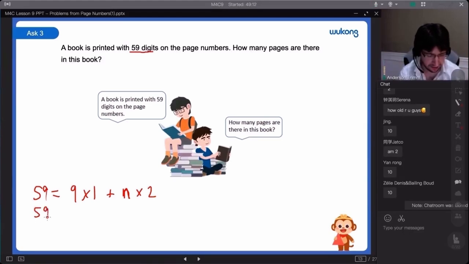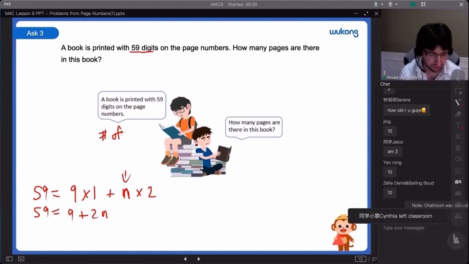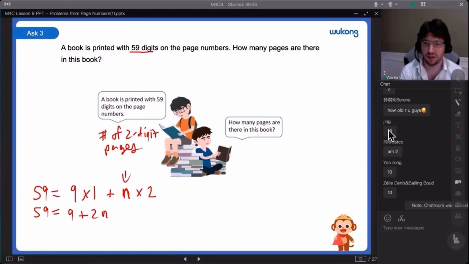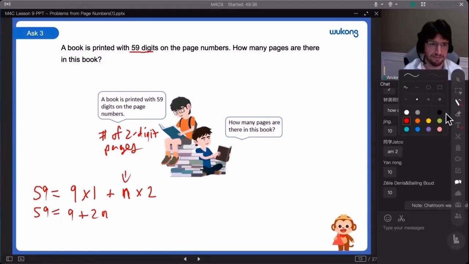59 equals 9 plus 2 times n. So we want to figure out n, the number of 2-digit pages. Let me make that clear: n is the number of 2-digit pages. All right. So to solve for this, I think we've done this many times.